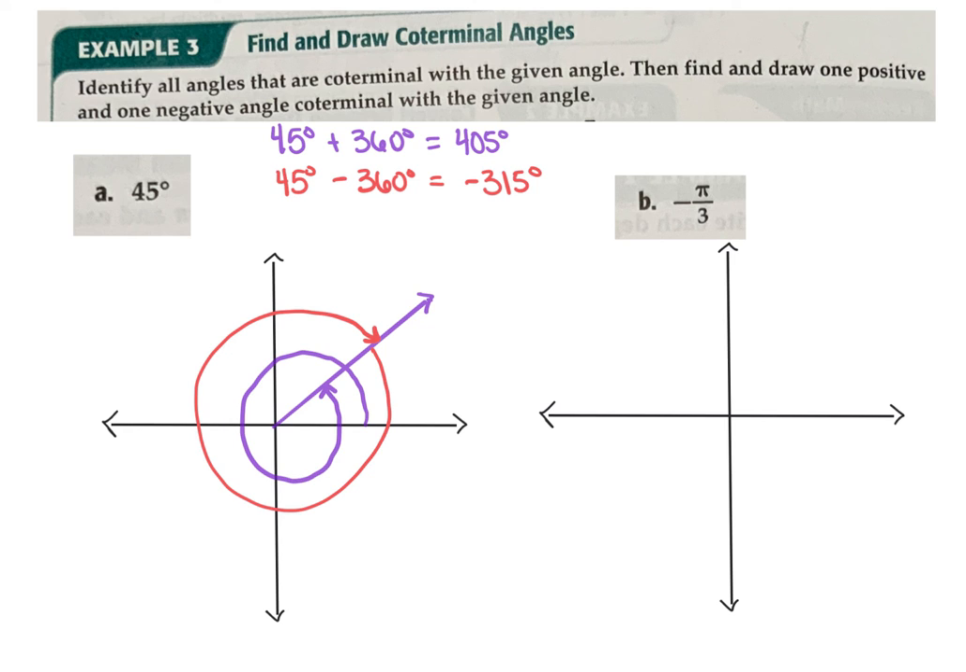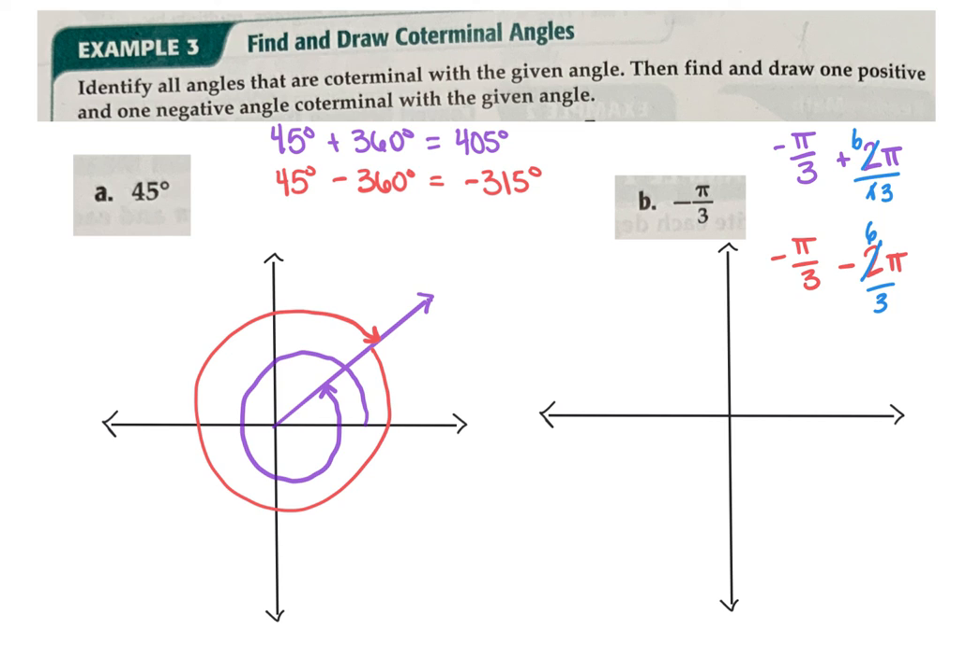Then for the other one that is in radians, I'm going to do the same thing, except in radians. Negative pi over 3 plus 2 pi, and then negative pi over 3 minus 2 pi. Now the difference is I have a fraction, which means I need a common denominator. That's 2 over 1. My denominator for this one is 3, so I'm just going to multiply the top and bottom by 3. 2 is 6 over 3, so negative 2 is negative 6 over 3.